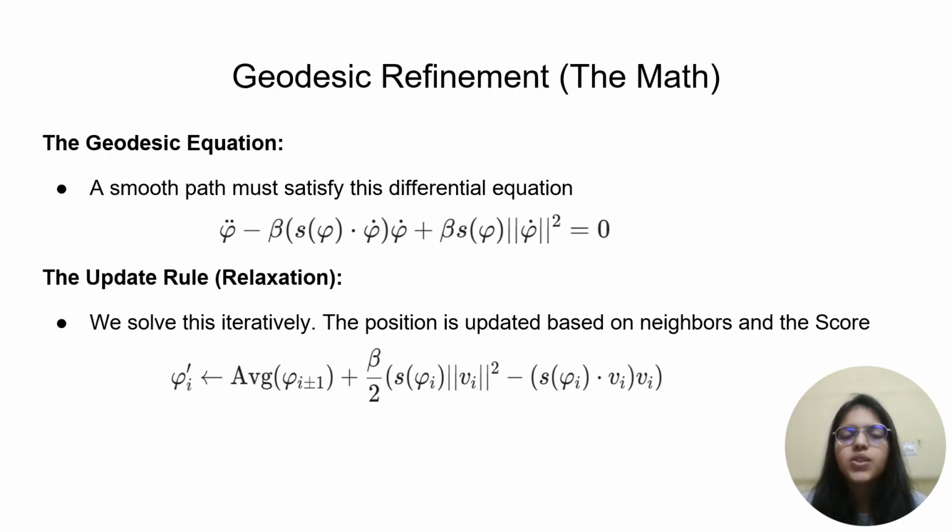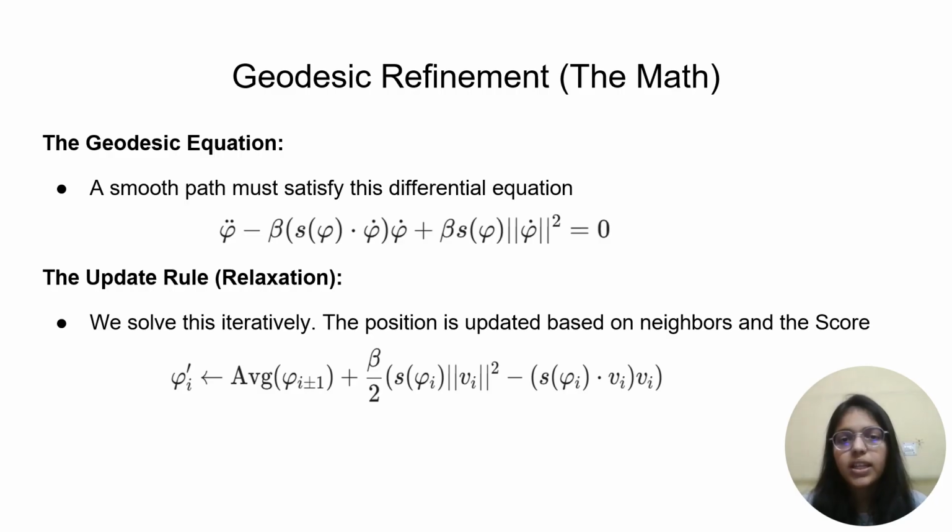As we discussed earlier, the score function S of z estimates the gradient of the log density. Basically, this gradient is a force vector that tells us the direction of steepest density increase and points directly towards the nearest high density region. The core of this process is satisfying the geodesic equation. This equation defines the mathematical condition for a path of minimal density weighted length. Since this differential equation is complex to solve directly, we solve it iteratively using a relaxation update rule.